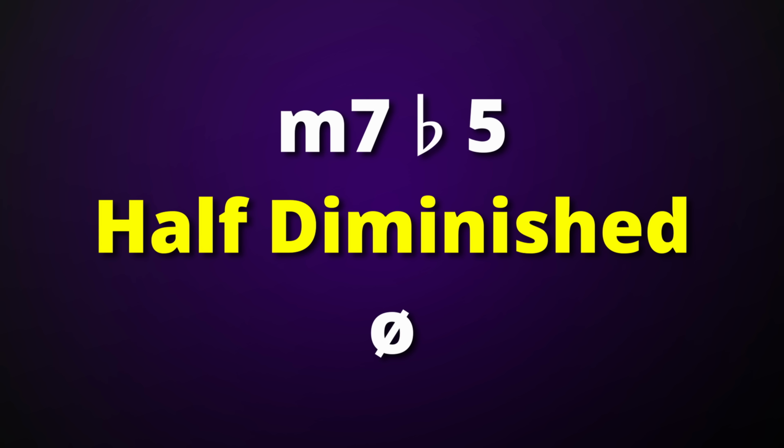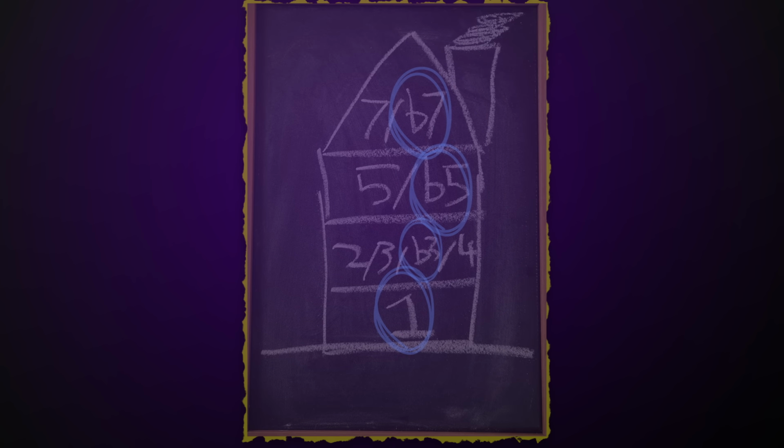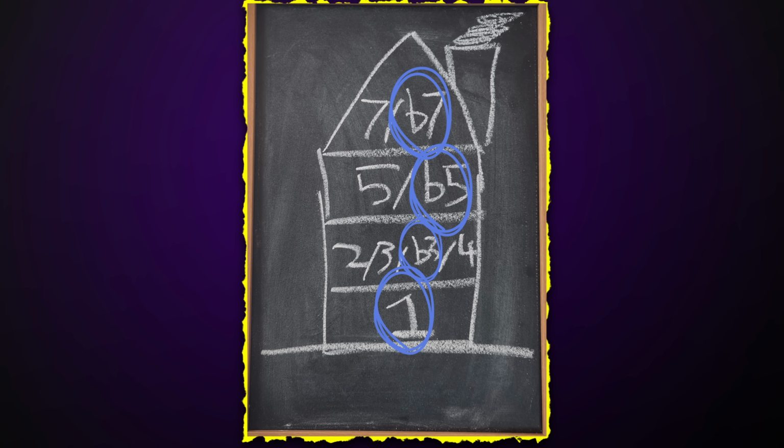Now we've got a framework for thinking about 7th chords, let's start with the first type that can help you to build bigger sounds: minor 7 flat 5. These are also known as half diminished chords, which is sometimes represented by a small circle with a line through it. They're constructed by taking the diminished triad and adding a minor 7th interval.